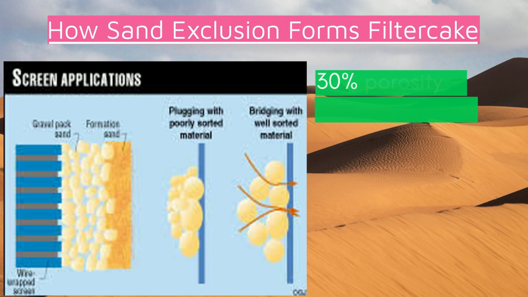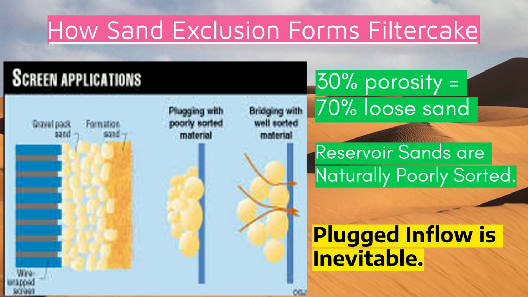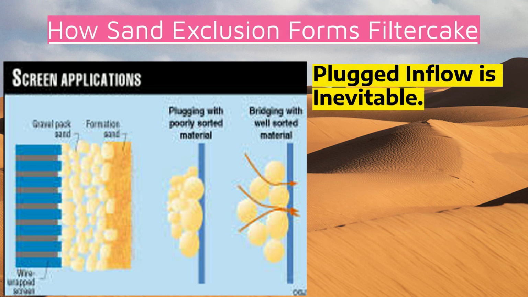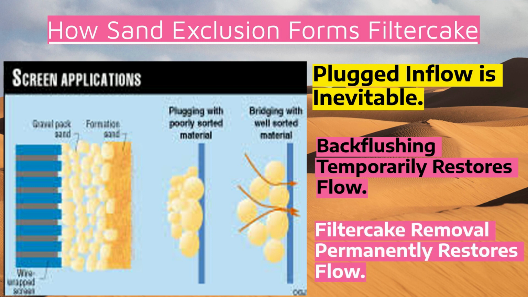Unconsolidated sand reservoirs are a gradation of particle sizes. Slotted liners form bridge structures from the larger particles to filter out the smaller particles. All filter systems develop filter cake on the inlet side. The greater the solid content, the faster the filter cake builds. Filter cake must be removed to restore flow.